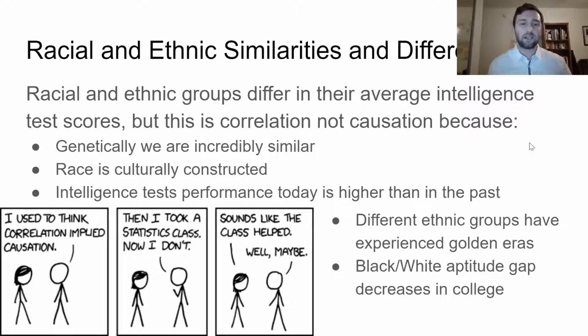We also see that intelligence scores are increasing over time. As we move forward, we're seeing all intelligence scores go up, not just one group's or another group's. So what this tells us is that this isn't something that's set in stone, and they're all increasing. So there's probably at least some sort of environmental impact going on.